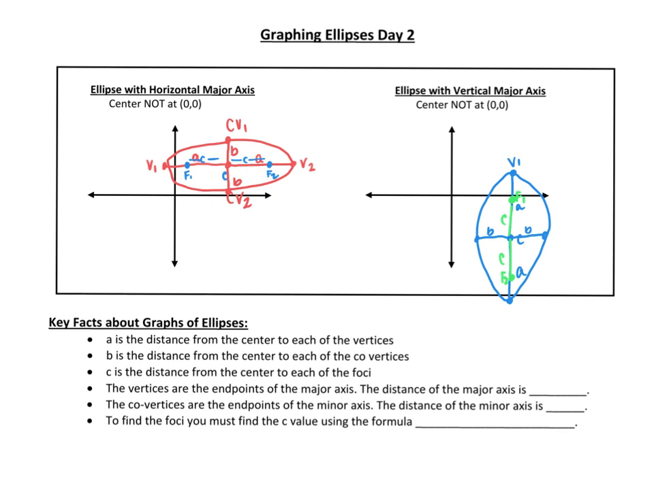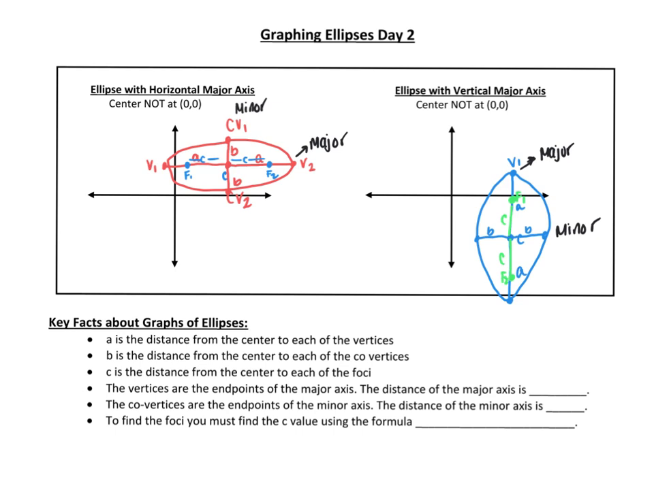Remember, the major axis is the longer axis, right? So this one is my major axis, where the co-vertices are my minor axis. Same thing over here now. My major axis is the vertical. So here's my major axis, and here's my minor axis.